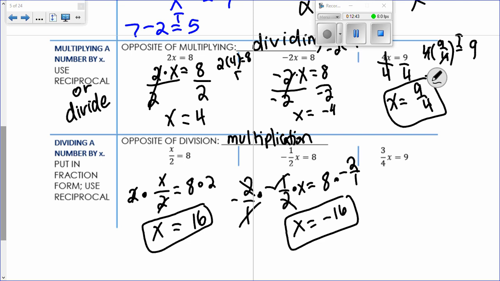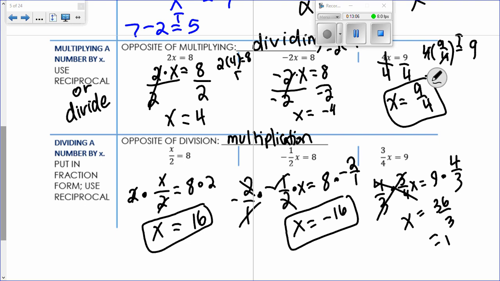For the last one, we have 3 over 4 times x equals 9. So rewriting. I'm going to multiply by the reciprocal. 4 over 3 times 3 over 4. And then on the right-hand side of the equal sign, 4 over 3 times 9. These cancel. X comes down. 9 times 4 is 36. 36 divided by 3.